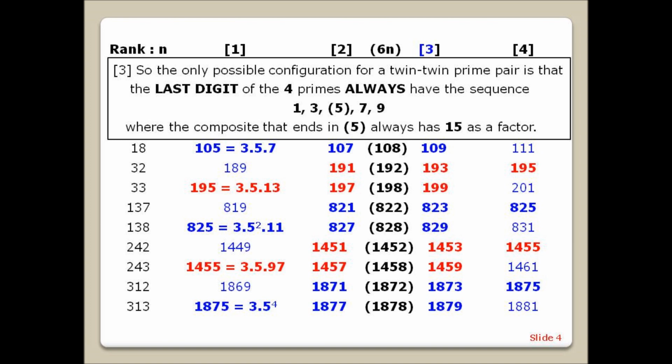3. So the only possible configuration for a twin prime pair is that the last digit of the 4 primes always have the sequence 1, 3, 5 composite, 7 and 9, where the composite that ends in 5 always has 15 as a factor.